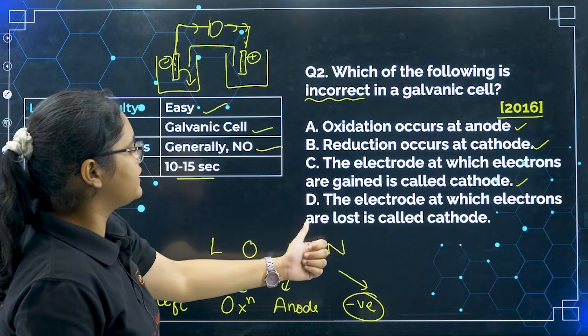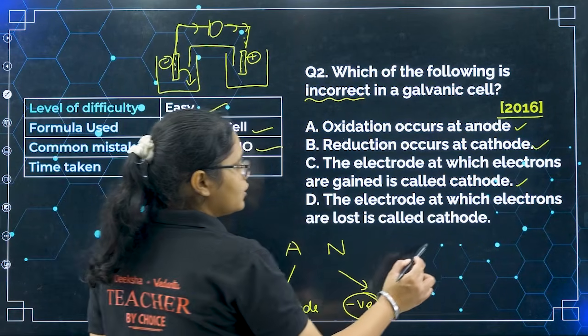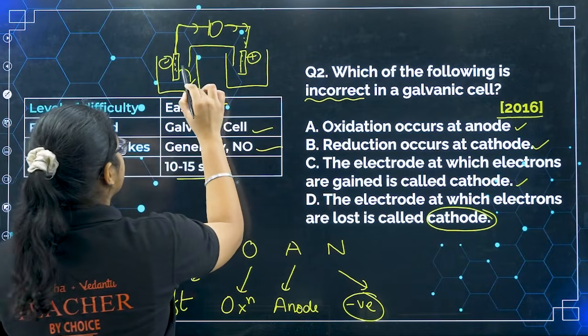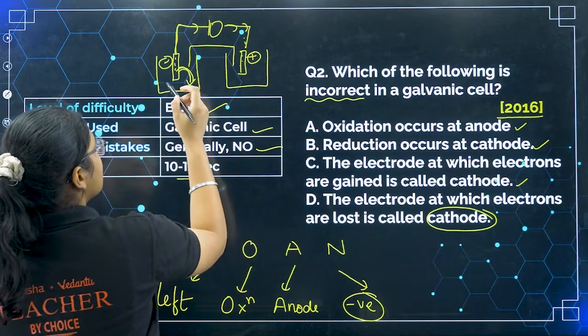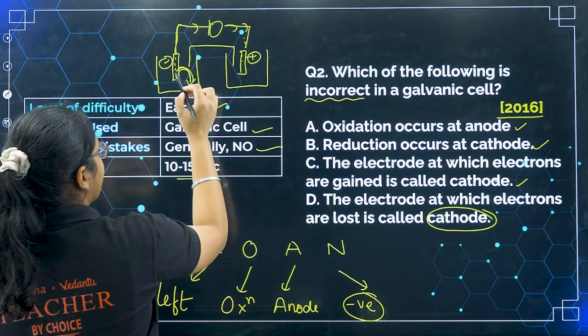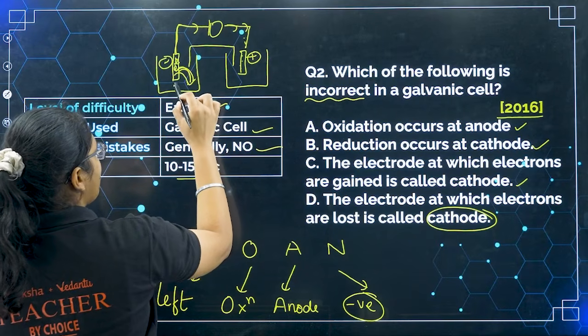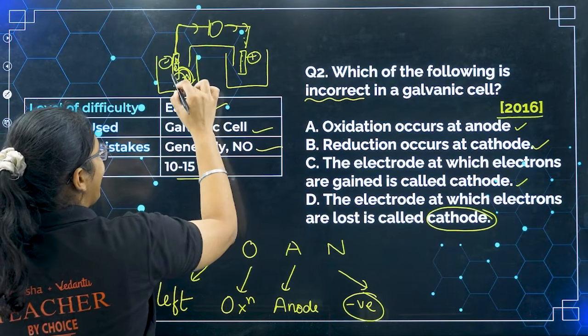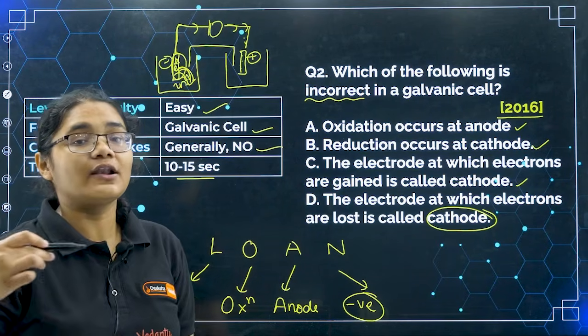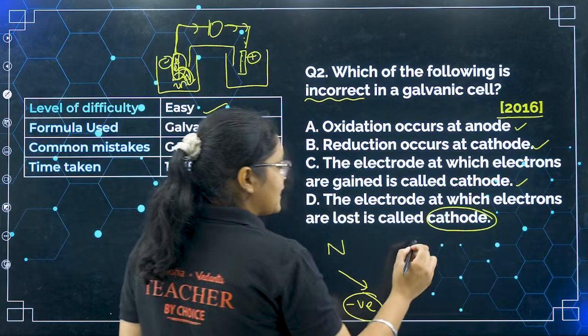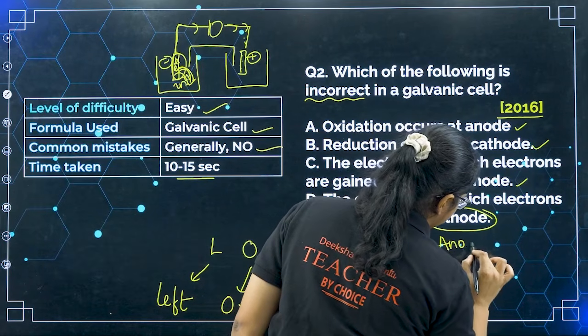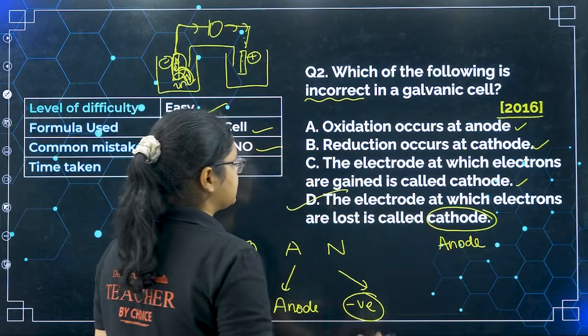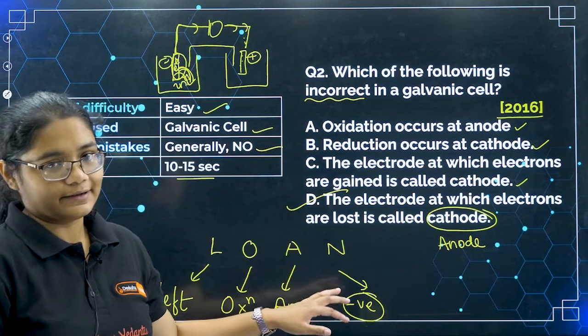The electrode at which electrons are lost is called cathode. No, electrons are lost here, right? For example, if Zn is there, Zn loses its electrons to the rod and comes out as Zn2+. So at this electrode, electrons are lost, at the anode. So this has to be anode for the correct statement. Okay, so this is the incorrect statement, option number D here.